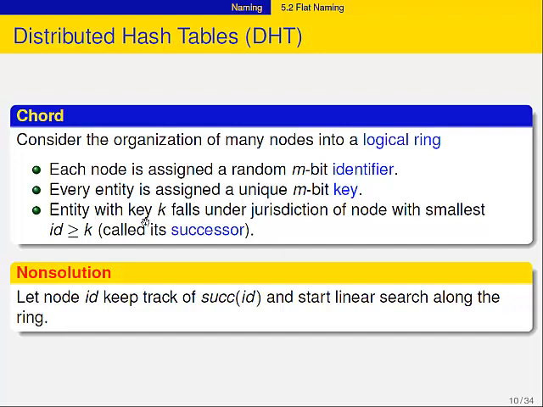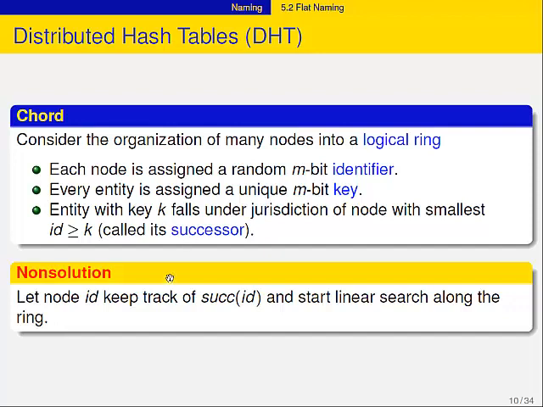This is also important. An entity with a key k falls under the jurisdiction of a node with the smallest ID greater or equal to k. It's called a successor. I'm now taking over the terminology from the Chord system. There's one snag. If you have a node with identifier x, and you have a file with key x, then the successor of x is x. That's the confusing part. It's not x plus 1, or x plus whatever. Successor of x is x, if you have that match.